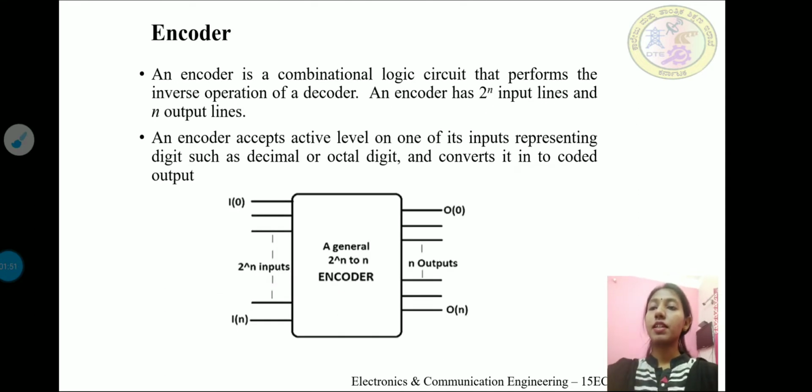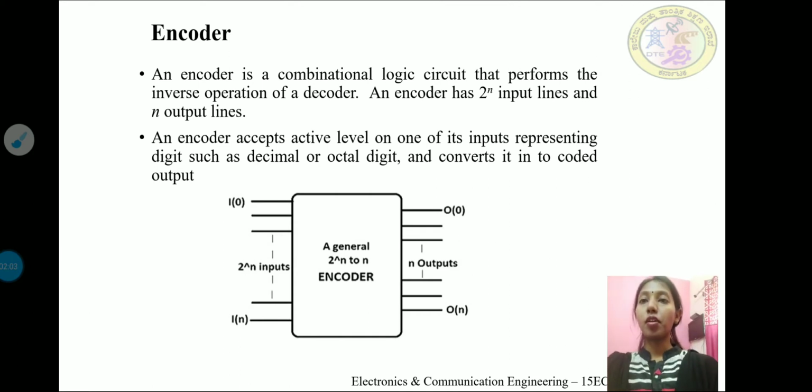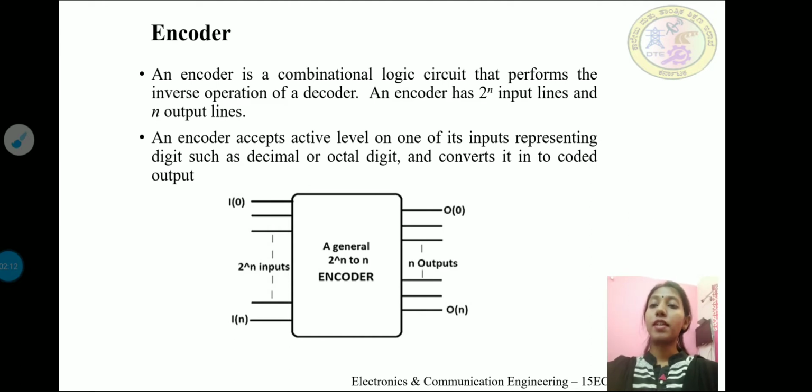Next we will see the definition of the encoder. An encoder is a combinational logic circuit which performs the reverse or inverse operation of the decoder. It has 2 power n inputs and n output lines. An encoder accepts an active level on one of its input lines representing a digit, a decimal, octal or hexadecimal digit, and converts it into the coded form.